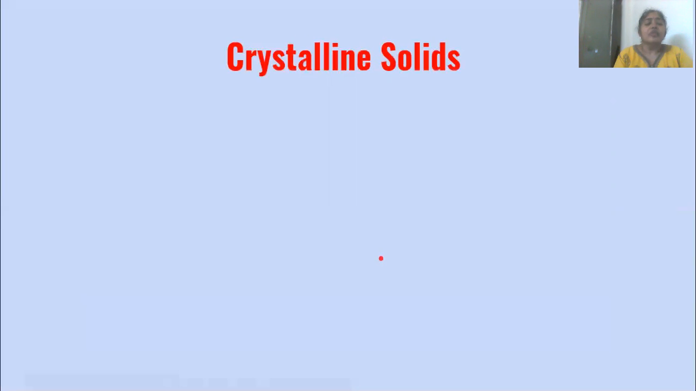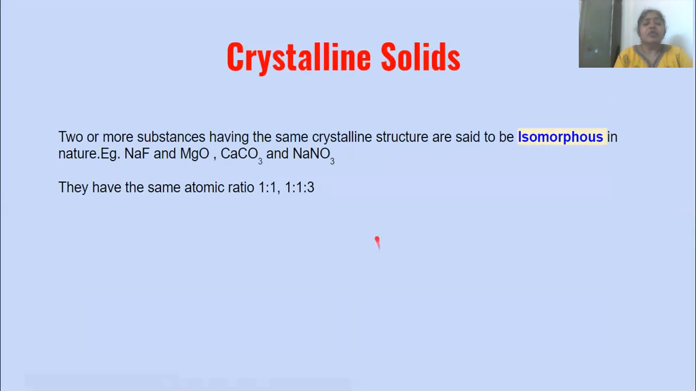Now, moving ahead, there are still some more characteristics which are specific to crystalline solids. For example, the word isomorphous. What do you mean by isomorphous? The iso suggests same and morphous means structure. So when you see two or more crystalline solids having the same crystalline structure, they are said to be isomorphous with each other. For example, if you compare the structures of sodium chloride and magnesium oxide, then you will see that both of them have a similar crystalline structure. Although the composition is different, the ratio of the atoms is the same.